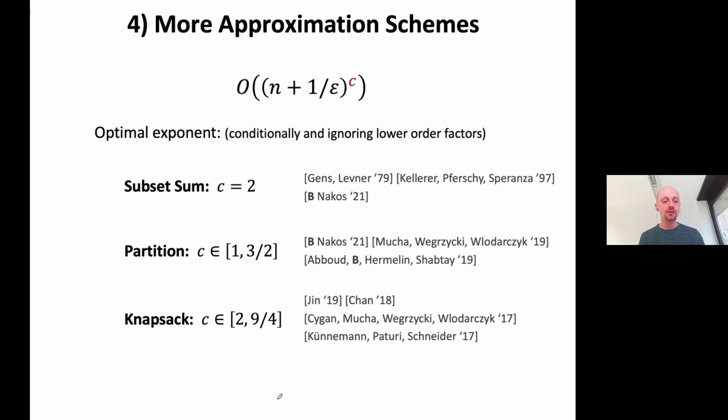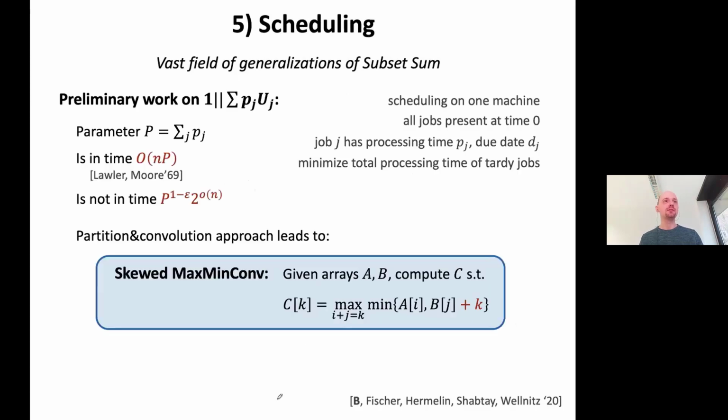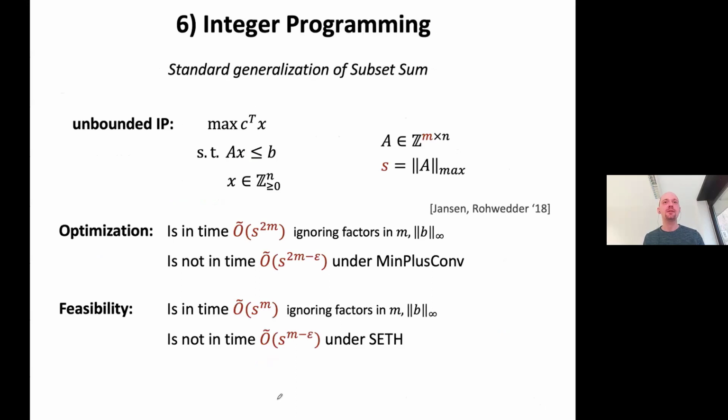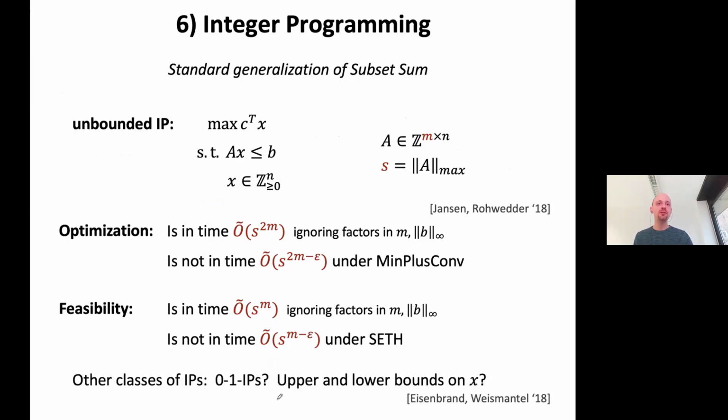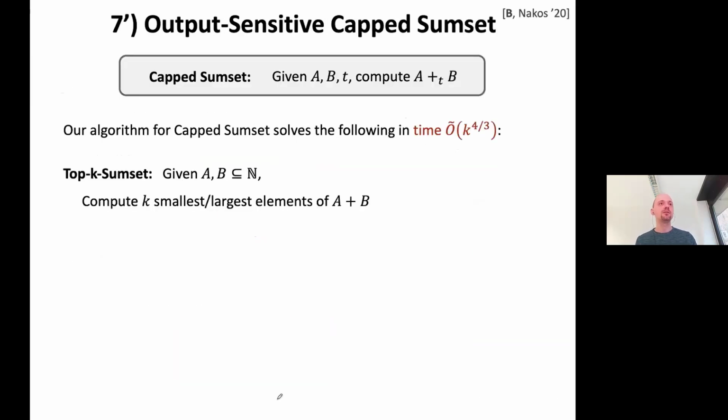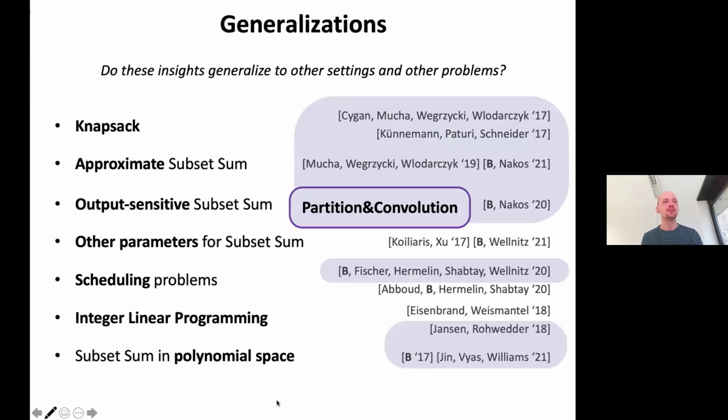As I said, lots of other topics. You can look at scheduling problems. I mean, naturally, for scheduling problems you would want to find near optimal algorithms, but right now we don't know any. Integer programming, Jens and Rohwedder had some really cool results of conditionally optimal algorithms for certain classes of integer programming, but there are lots of other classes where this is still open.